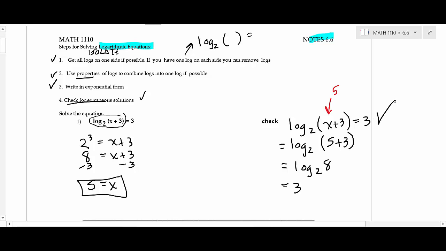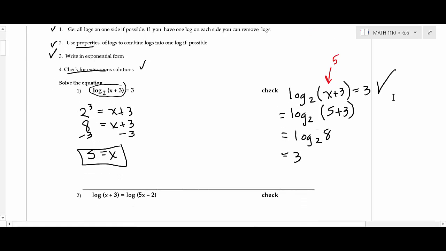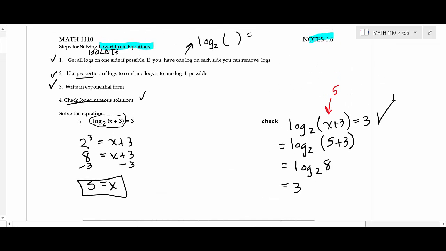So you can plug your answer into the original equation and see if it works or not. There's going to be times when it does not. In that case, you either check your work or you may have what we call an extraneous solution. Okay, that's kind of the simplest case.